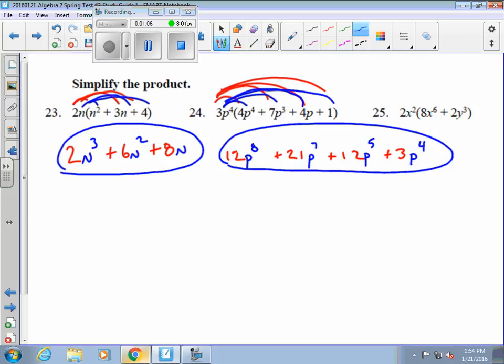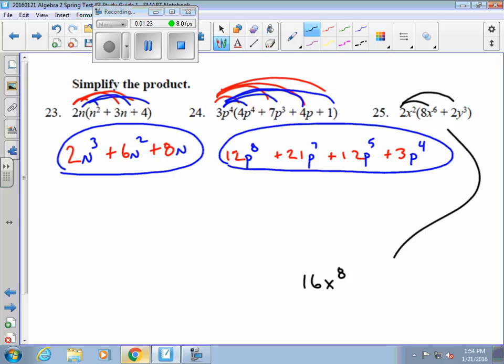For number 25, I'm going to go down here with it. You're going to do the same thing. Distribute 2x times x to the sixth, or 8x to the sixth. 2 times 8 is 16. X squared times x to the sixth. You add those exponents again. 2 plus 6 is 8.